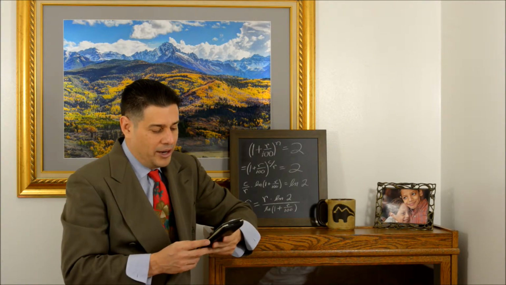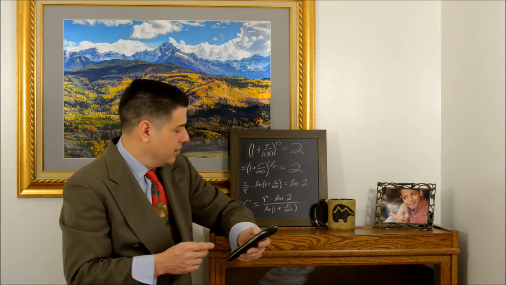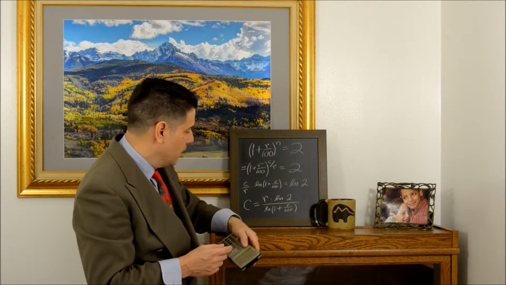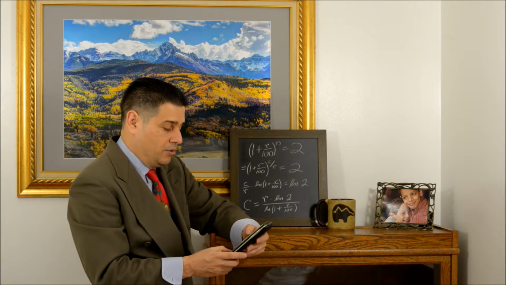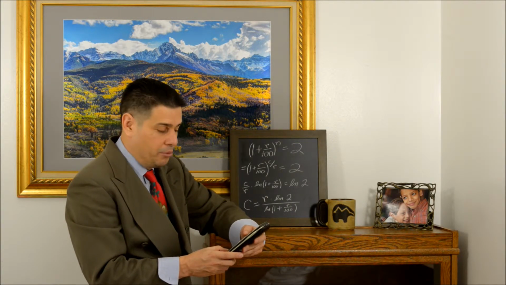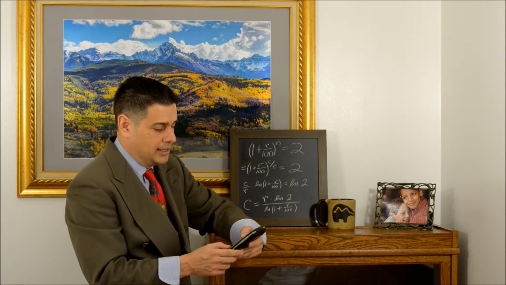So I wrote a little program here. This is how we used to do things. I wrote a program here that allows me to input an R, and then it gives me the value of C. So if I input 1, for instance, as in 1%, and I push the button, it gives me 69.66.